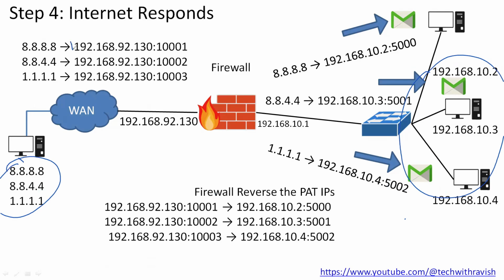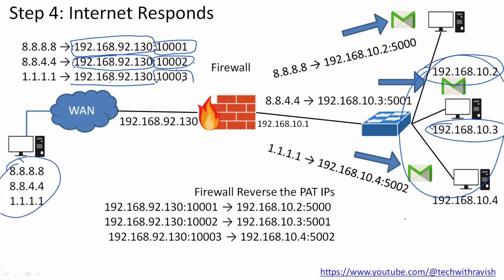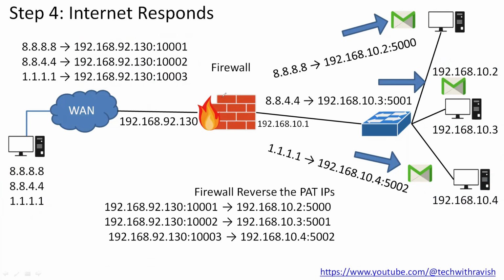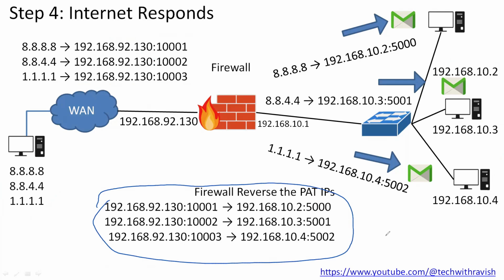So in the header they received 192.168.92.130 colon 10001 in place of 192.168.10.2, 192.168.92.130 colon 10002 for 192.168.10.3, and the same IP address with a different port, 10003, will be forwarded for 192.168.10.4. Okay, so here we can see how the translation will be done for the destination IP address.